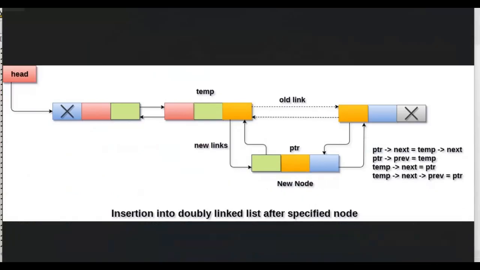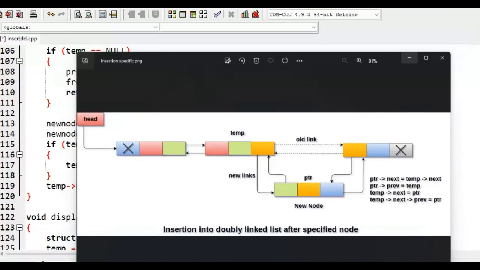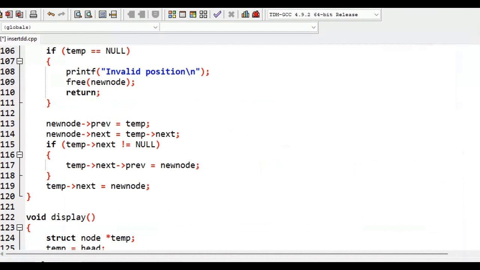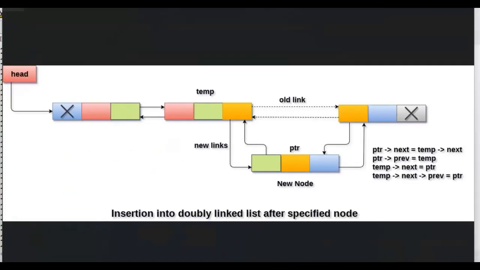This is temp, right? If temp's next is not equal to null, that is, if some element exists, only then can you move. Otherwise, this becomes insertion at the end. So if temp's next is not equal to null, temp equal to temp's next, previous is equal to temp, temp's next is equal to new node. I hope you understand this concept; only then can you move into that program. First understand this concept.